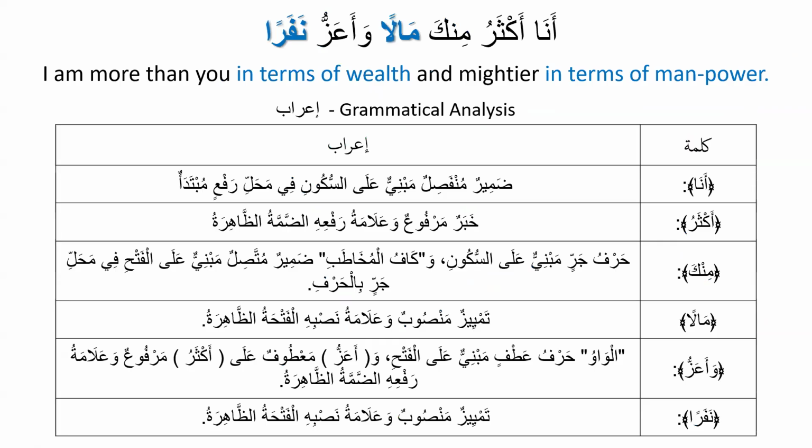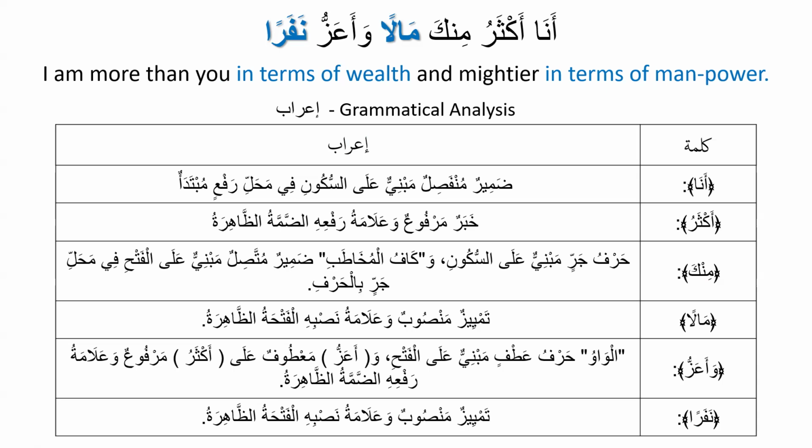Now we'll see how the i'rab for a tamyiz can be done. So we have this ayah: Ana aksaru minka malan wa a'azzu nafara. I'm more than you in terms of wealth and mightier in terms of manpower. So how are we going to do the grammatical analysis of this part of the ayah? Ana, we know that it is starting the jumla ismiya, so it is damir munfasil, a detached pronoun here. Damir munfasil, mabni ala sukun.